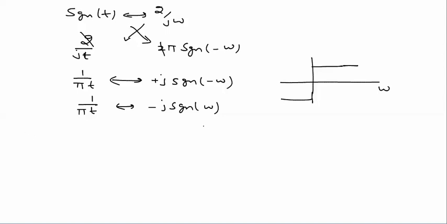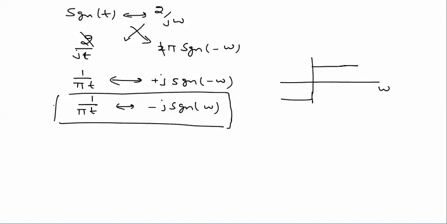One more point: duality is useful where this type of signal is involved in the Fourier transform. With the formula we can't calculate the Fourier transform of 1 upon pi t. So we have to use duality, and duality provides a better, easier approach to solve this expression.